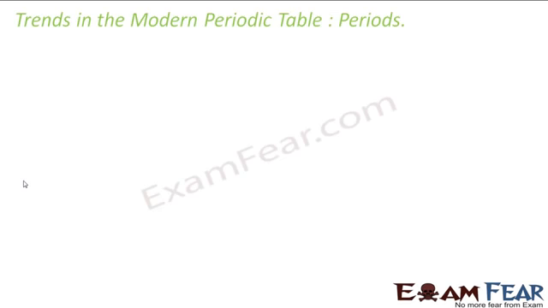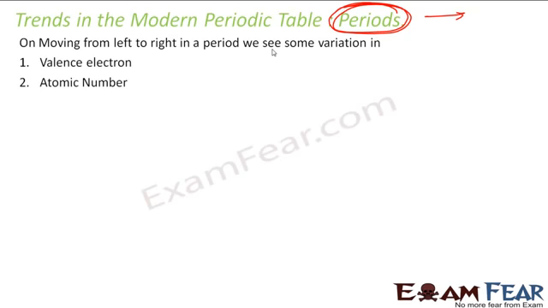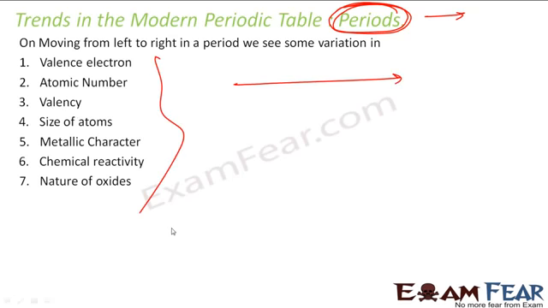Now let's study some trends in the modern periodic table. I'm talking about the trends for the periods now, not for the groups. I'll take the groups later. So to find the trends in the period, I have to move from left to right. We see some variation in valence electron, atomic number, valency, size of atoms, metallic character, and chemical reactivity. We also see variations in the nature of oxides when we move from left to right across the periods. We'll go through all of these one by one.